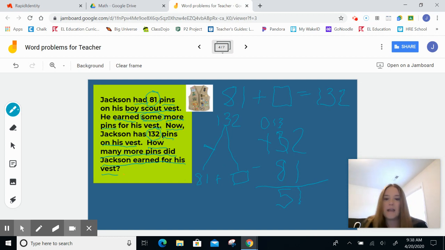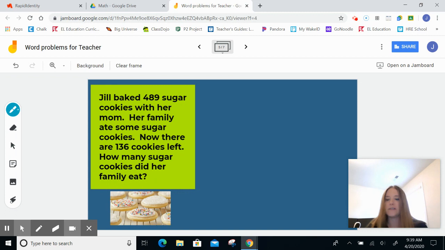So after solving my solution equation, I know that Jackson earned 51 more pins for his vest. All right, once again, we created the situation equation. We looked at the situation equation and we turned it into a math mountain. We analyzed our math mountain and we created a solution equation. All right, let's try this again. One more word problem for us to work out together.